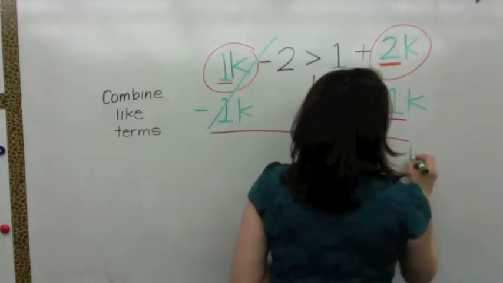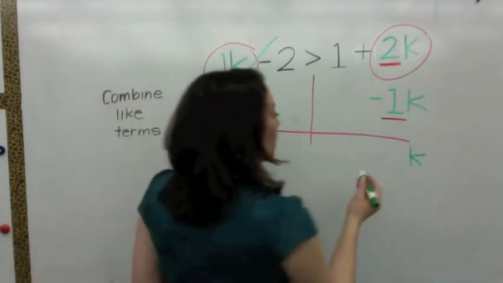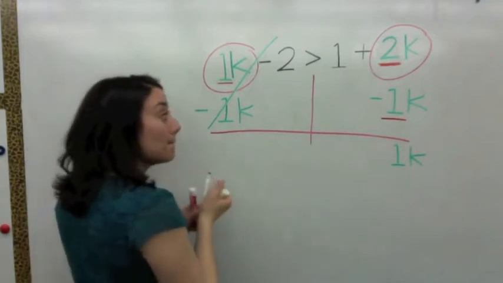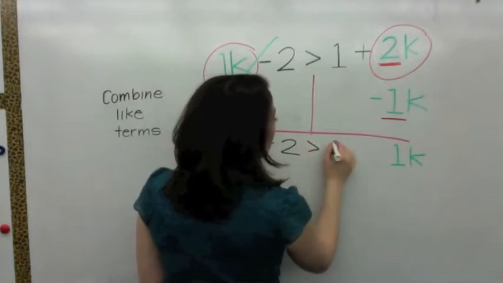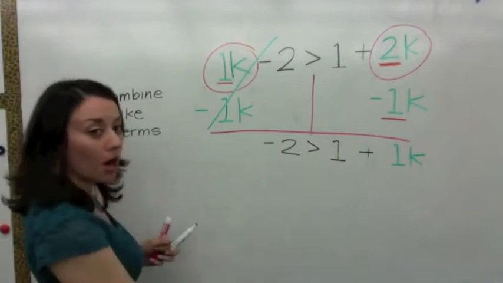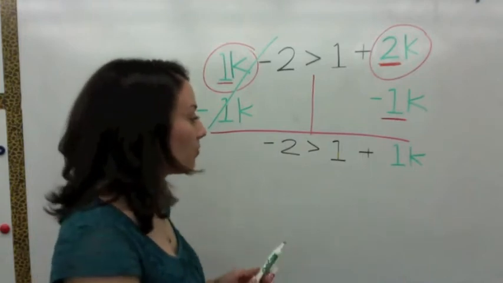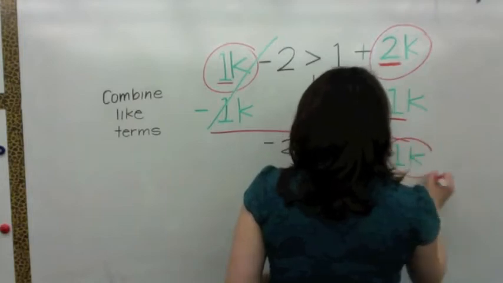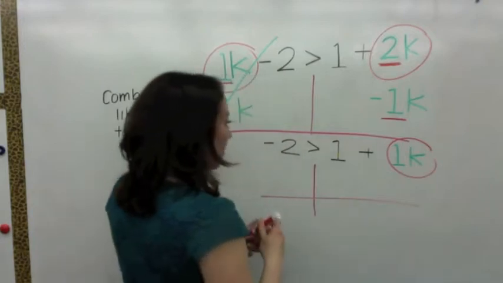Okay? Keep them there. What is 2 take away 1? It's 1. 1K. There you go. Now you're going to bring down the numbers. So you're going to bring down -2, bring down the inequality greater than 1 plus 1K. And there you go. And now this looks like a problem that you can solve. Okay, so we already combined like terms. Do you see any other K's? No.